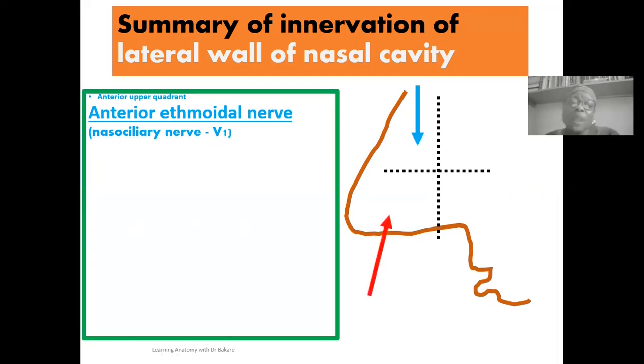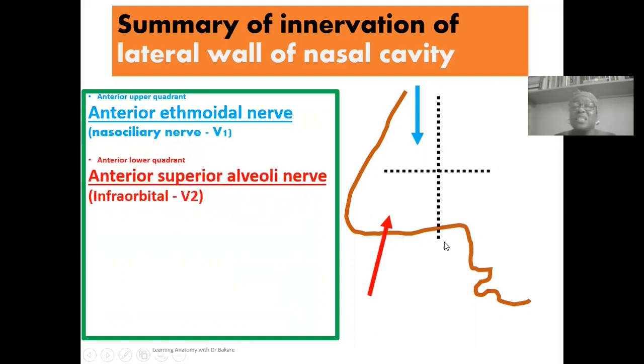So the anterior lower quadrant will be innervated, that is of the lateral wall. We'll still be going to the nasal septum in our next slide, but for this slide it is the lateral wall. So the anterior lower quadrant of the lateral wall of the nasal cavity will be innervated by the anterior superior alveolar nerve. The anterior superior alveolar nerve is a branch of the infraorbital nerve, which of course branches from the maxillary nerve. And of course, the maxillary nerve is a branch of the trigeminal nerve.